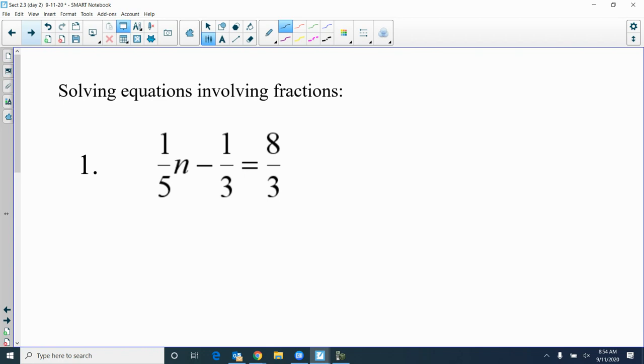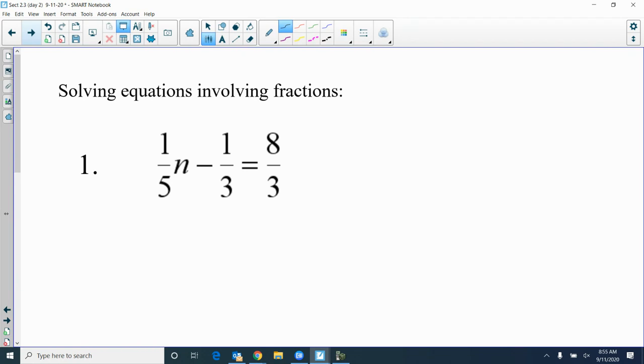So here's what we're going to do. We're actually going to get rid of the fractions. We're going to get rid of the fractions whenever we have them to make life easier. Now, how do we get rid of them? Take a look at all your denominators. We've got a 5 and a 3. I want the least common denominator. To get that, you multiply the denominators together. 15. 5 times 3 is 15.